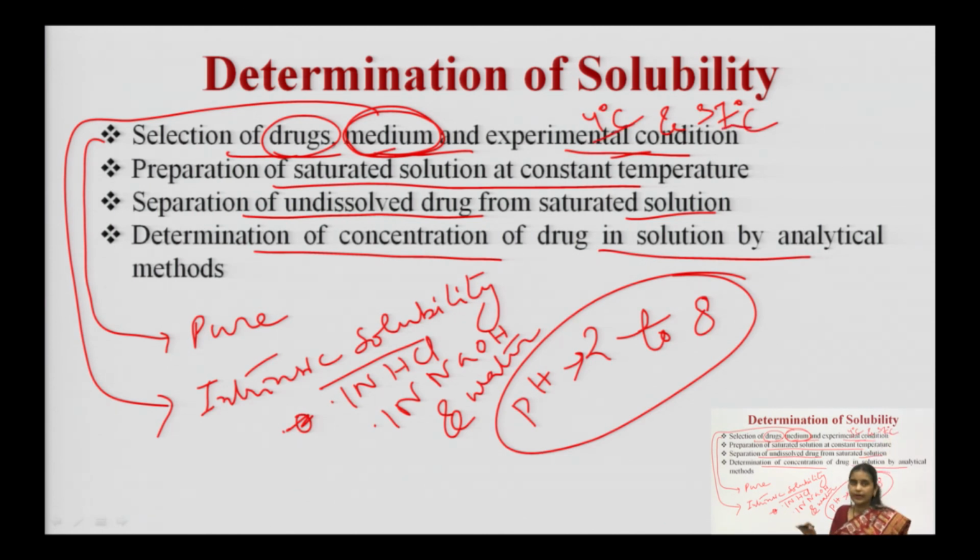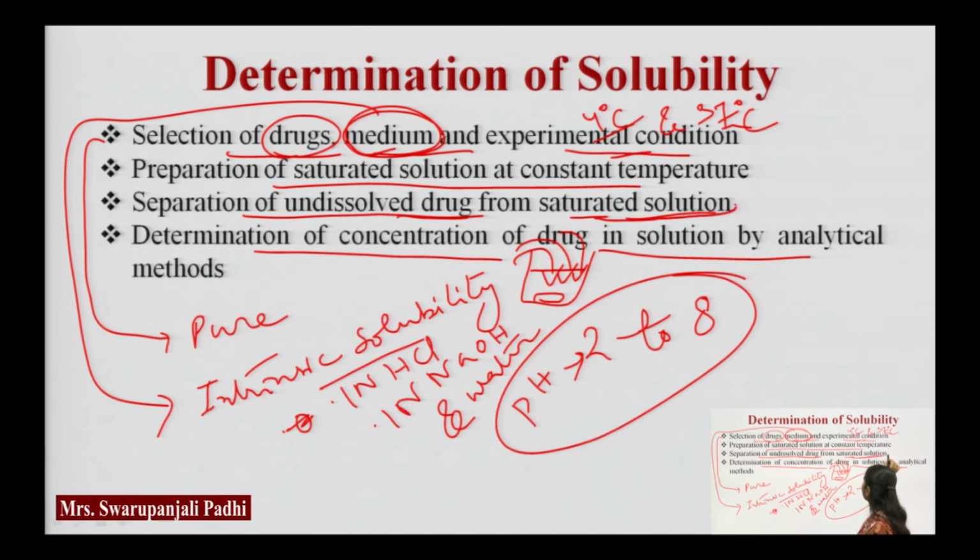Then we prepare the saturated solution. We take the solvent, we keep on adding the solute until some undissolved part remains in it, and then we filter and separate out the undissolved drug, and then we get the saturated solution. Then we determine the concentration of the drug using various analytical methods like gravimetric method, titration, and UV and HPLC spectroscopic methods. Thank you.